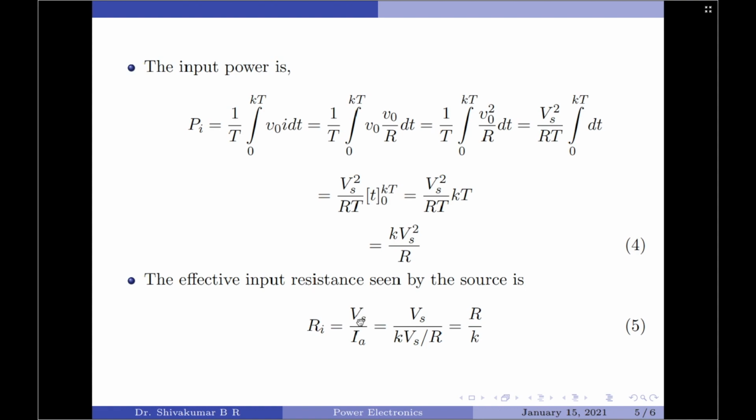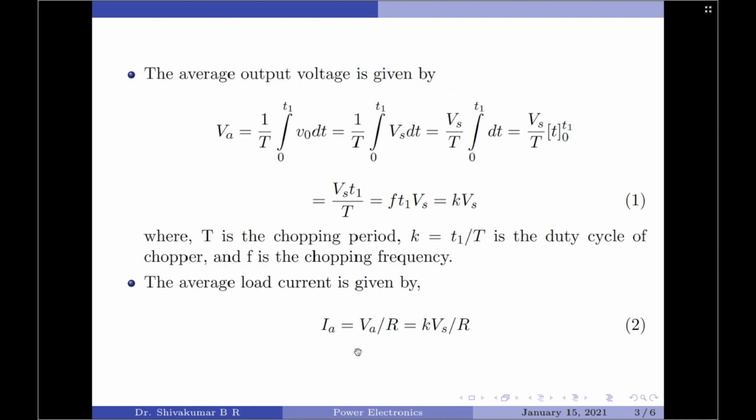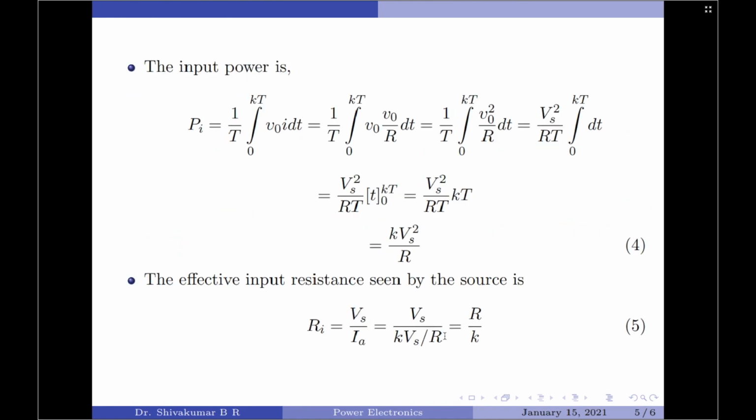And lastly, the effective input resistance seen by the source is denoted by Ri and is given by supply voltage divided by the average load current Ia. Now, the expression for Ia previously we obtained as K Vs divided by R. I am going to substitute this into the denominator here, that is Vs divided by K Vs divided by R. Vs will get cancelled in the numerator and denominator, and finally the effective input resistance can be obtained as R divided by K, where R is the load resistance, K is the duty cycle of the chopper.